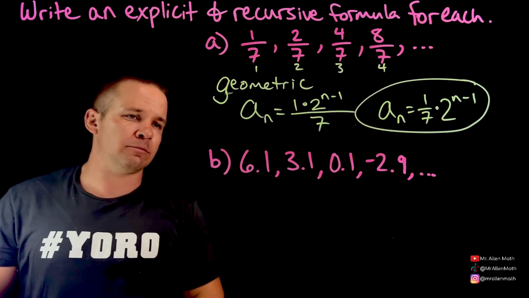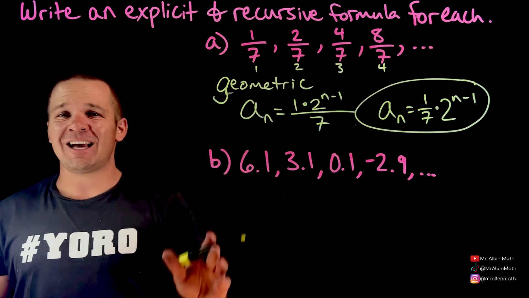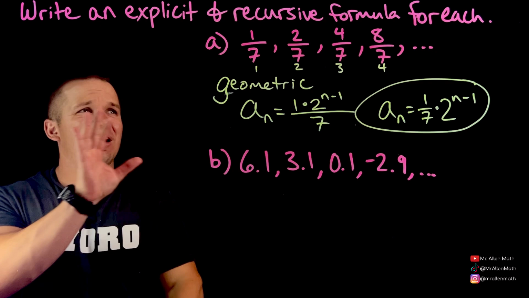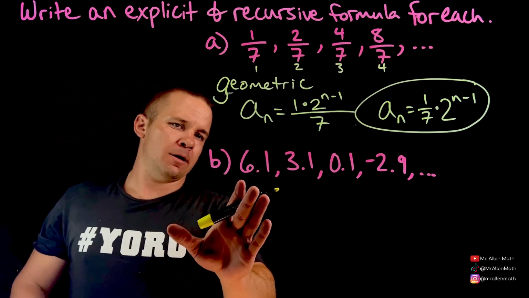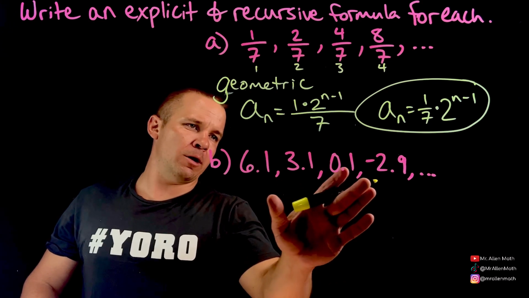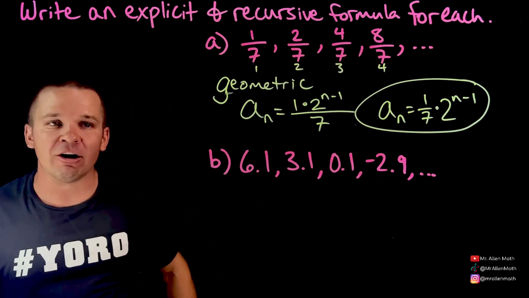All right, part B here. Decimals. Fractions and decimals in the same video. Mr. Allen, you crazy. I am crazy. All right. 6.1, 3.1, 0.1. Then there's a 9er.